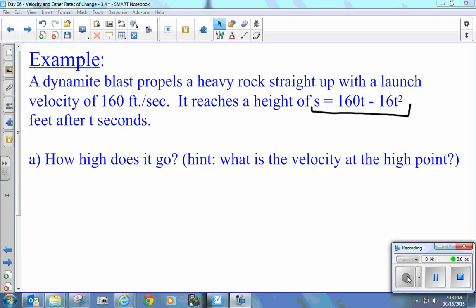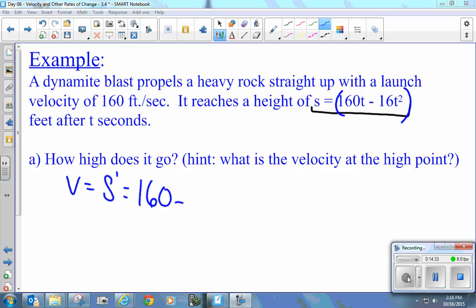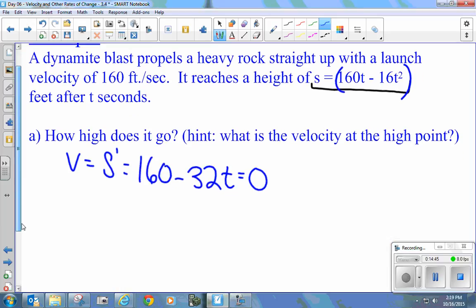0, because it's going positive, and then it has to go negative. It can't switch unless it hits 0 in between. Okay? So when is the velocity equal to 0? Well, velocity is s prime, right? If I take the derivative of this right here, what is that? 160 minus 32t. I need to figure out when that is equal to 0. So I just solve that normally.